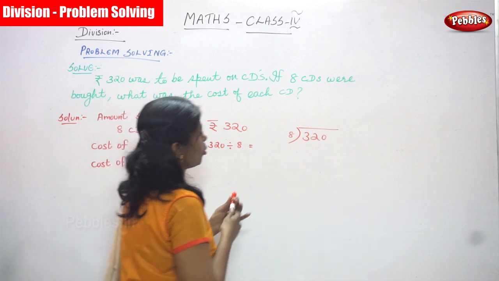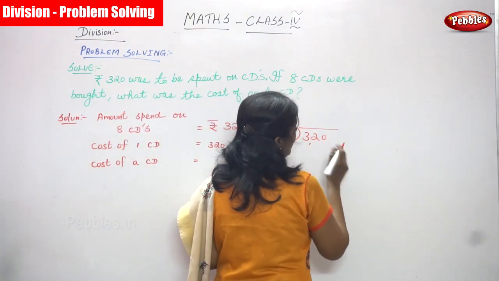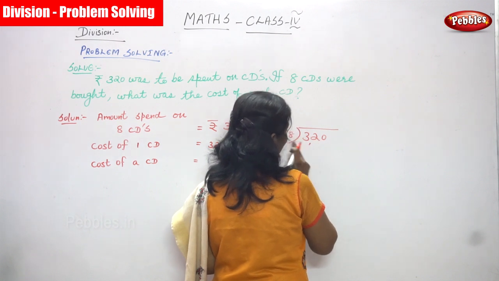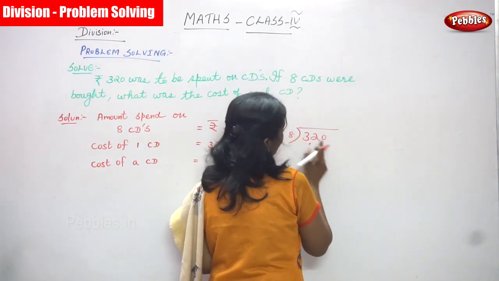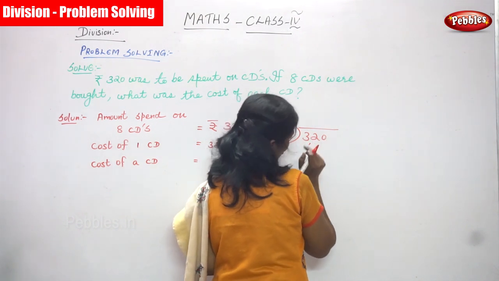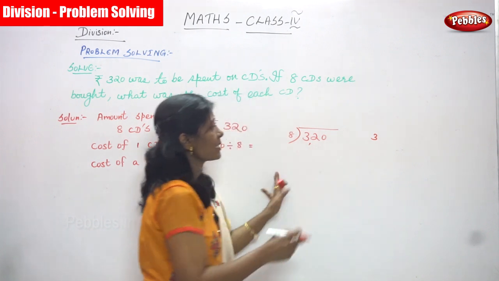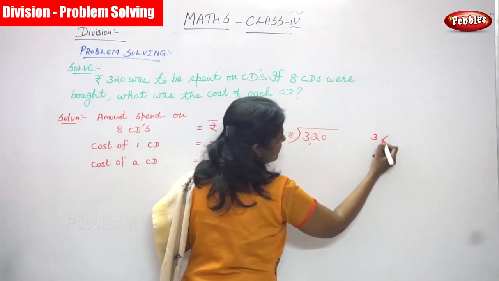So what are you going to do? First you have to compare 3 and 8. This is a single digit. This is a 3-digit number. So this is hundreds, this is tens and this is ones. Now we are going to see the hundreds place value. 3 is compared with what? 8. So 3 is less than 8.